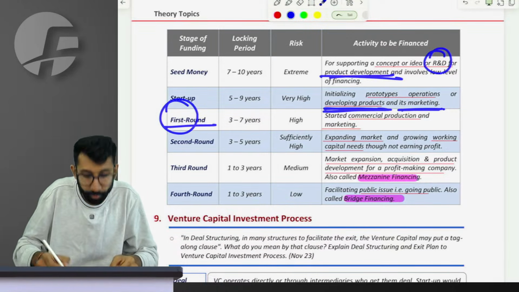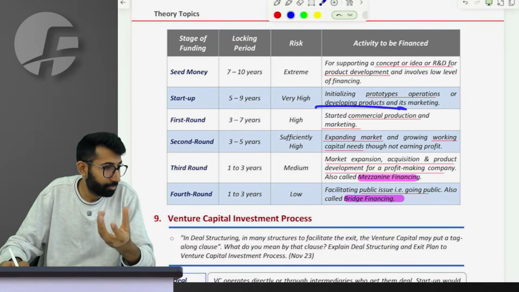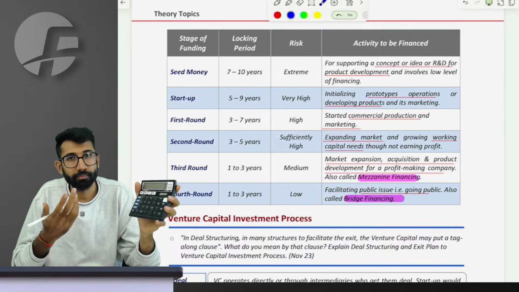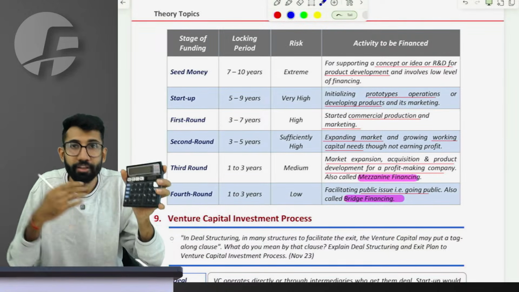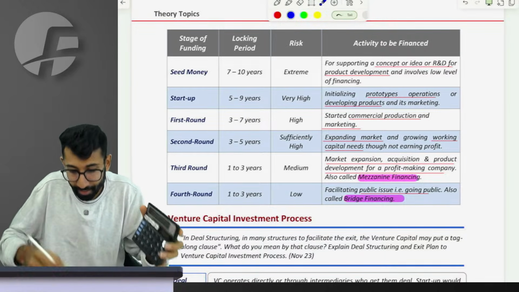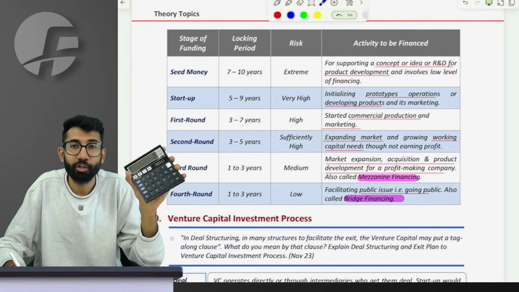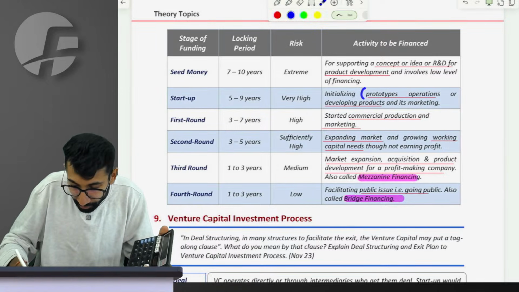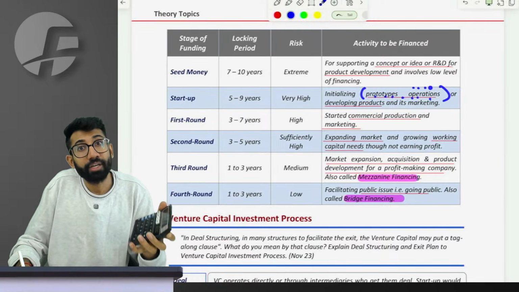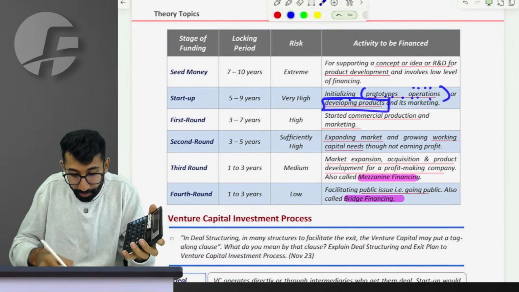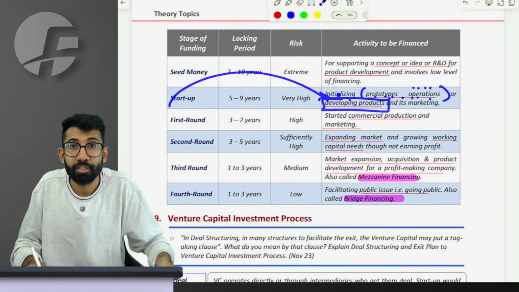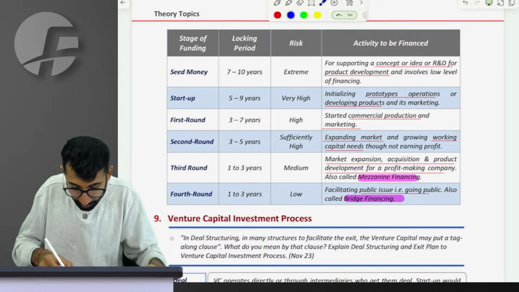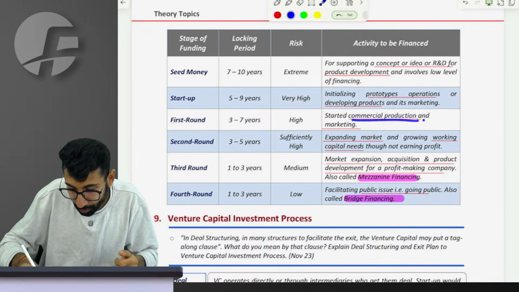Sir, then is the first round. I hope you realize, for example, my product is to manufacture a calculator that works on AI, where I speak something to the calculator and it gives me the answer. I speak a number, this plus this, and it automatically gives the answer. So first is to research whether this calculator will work or not, and second is doing a prototype operation and developing the product. I need money, because that involves software people and hardware technicians who can develop such a calculator for me. Sir, the first round involves commercial production and marketing money.